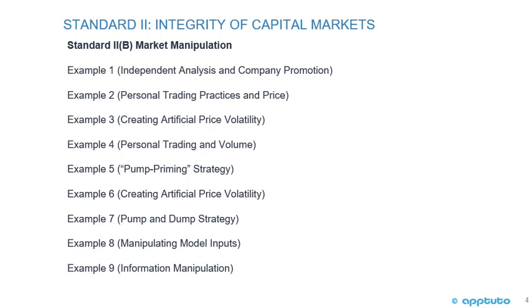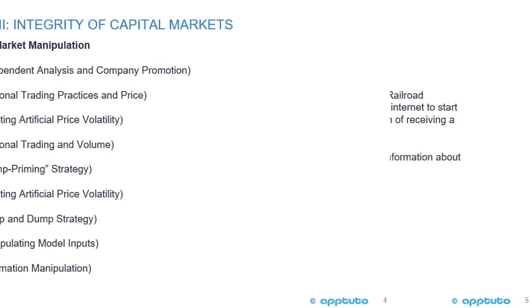Example 3, creating artificial price volatility. Example 4, personal trading and volume. Example 5, pump priming strategy. Example 6, creating artificial price volatility. Example 7, a pump and dump strategy. Example 8, manipulating market inputs. And example 9, information manipulation.